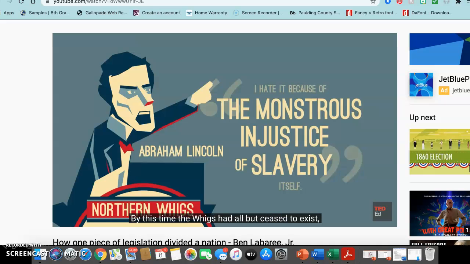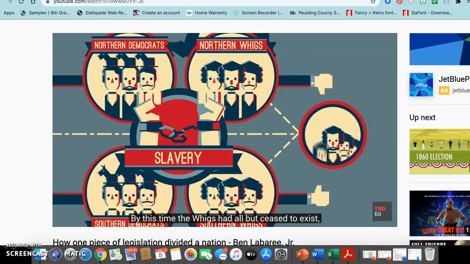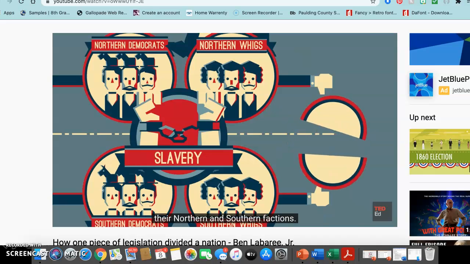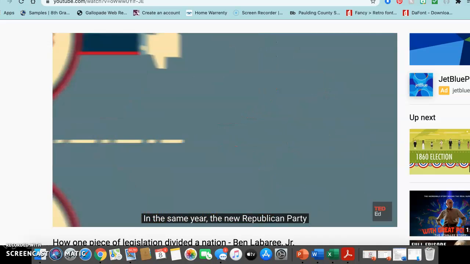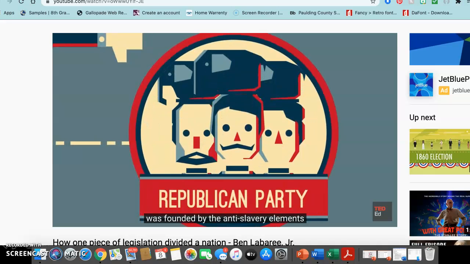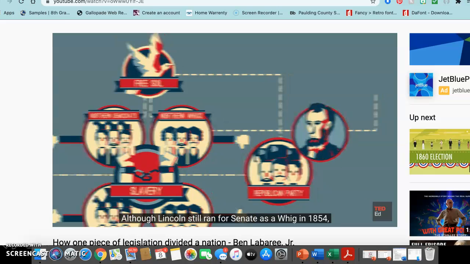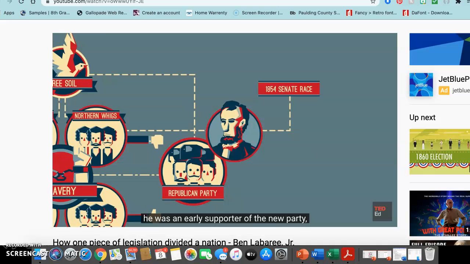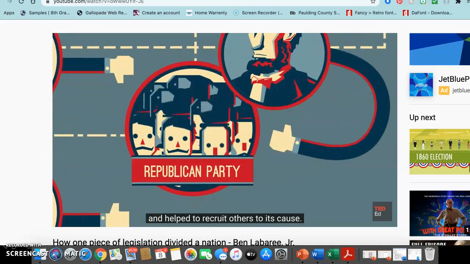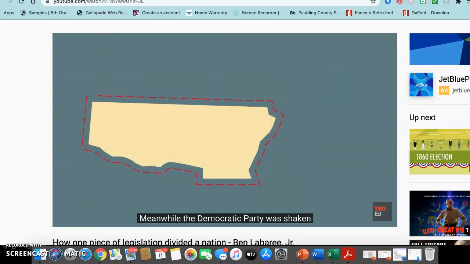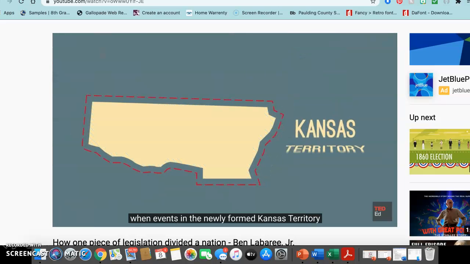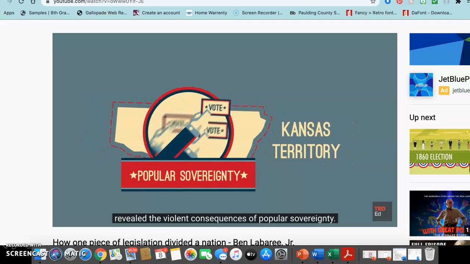By this time, the Whigs had all but ceased to exist, irreparably split between their Northern and Southern factions. In the same year, the new Republican Party was founded by the anti-slavery elements from both existing parties. Although Lincoln still ran for Senate as a Whig in 1854, he was an early supporter of the new party and helped to recruit others to its cause. Meanwhile, the Democratic Party was shaken when events in the newly formed Kansas Territory revealed the violent consequences of popular sovereignty.